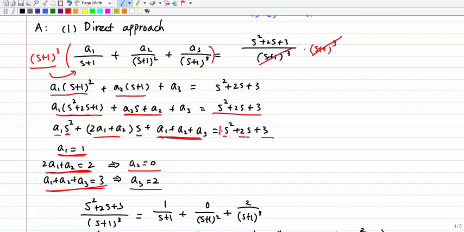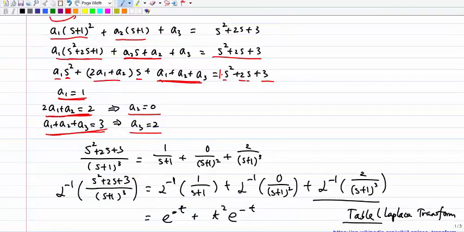In other words, the original Y(s), (s squared plus 2s plus 3) divided by (s plus 1) cubed, is just given by the sum of the three components. Fairly simple. The reason we write this into three components is that I can easily figure out the inverse Laplace transform for each component.